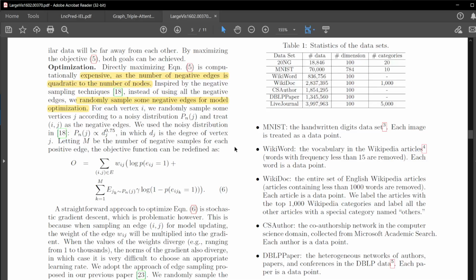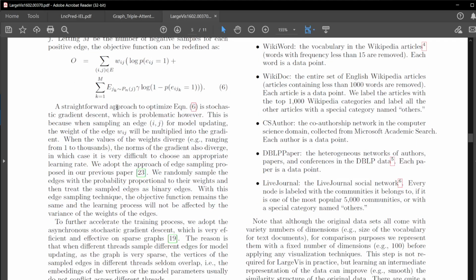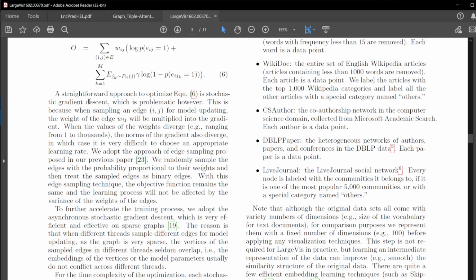Letting M be the number of negative samples for each positive edge, the objective function can be redefined as O = Σ_{(i,j)∈E} wij (log p(e_ij = 1) + Σ_{k=1}^{M} E_{j_k∼P_n(j)} γ log(1 − p(e_ijk = 1))), Equation 6. A straightforward approach to optimize Equation 6 is stochastic gradient descent, which is problematic however. This is because when sampling an edge (i, j) for model updating, the weight of the edge wij will be multiplied into the gradient. When the values of the weights diverge, for example, ranging from 1 to thousands, the norms of the gradient also diverge, in which case it is very difficult to choose an appropriate learning rate.